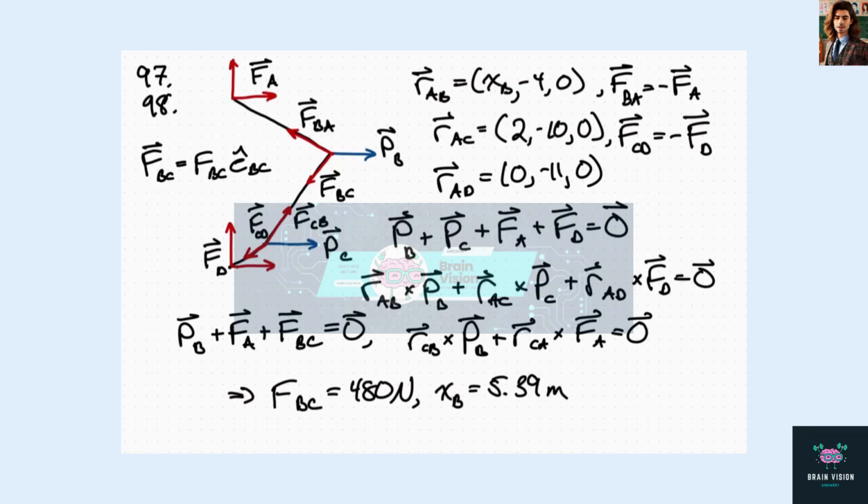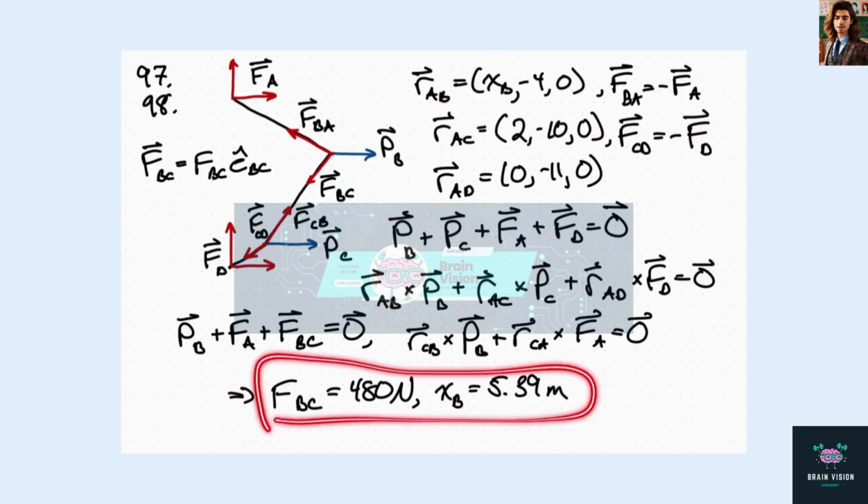Now we know FBC is in the direction from B to C, and it has a magnitude, and so when we solve these, we'll get 6 equations, and we'll have unknowns for the 2 components here, the 2 components here, and then an unknown magnitude here and an unknown position XB here. So we have 6 unknowns, but we're only asked to find 2 of them.